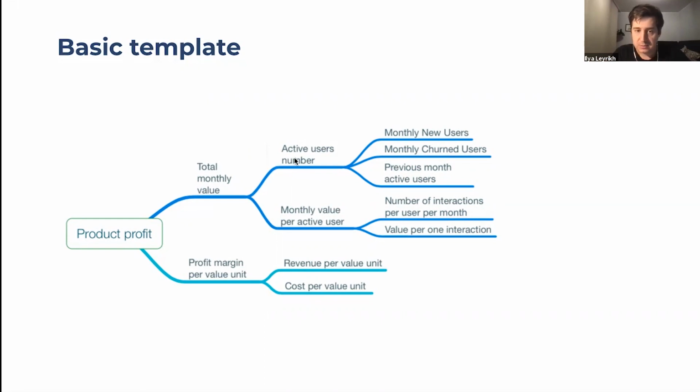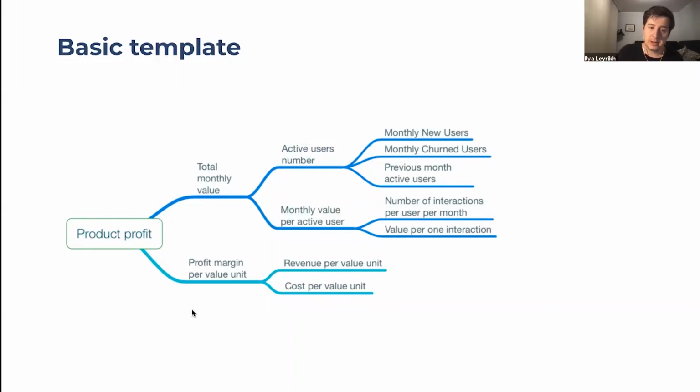Then it splits into a number of active customers and monthly volume or turnover per customer. And those in turn split into new users that we bring and customers who churned. And the spend per customer is represented by the product of number of transactions per month and size of average transaction. So this is the branch about the turnover.